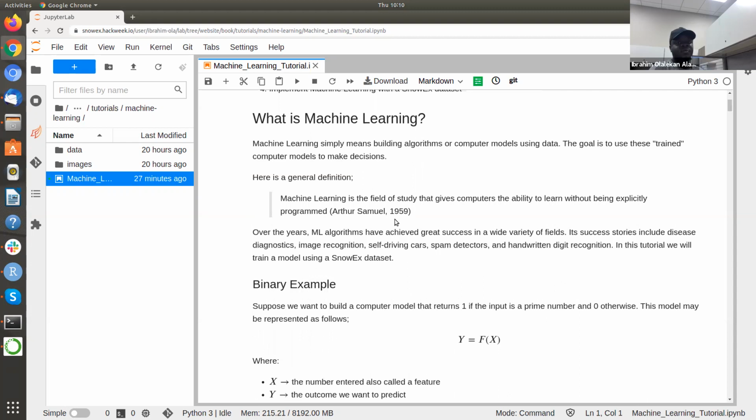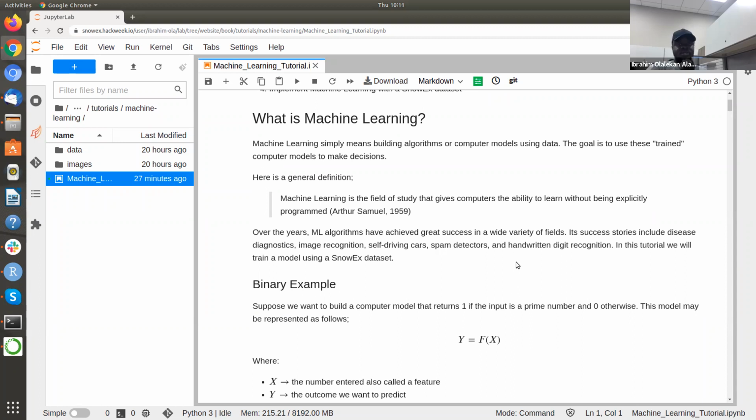Over the years, machine learning has achieved great successes in a wide variety of fields, and we have examples including disease diagnostics, image recognition, self-driving cars, spam detectors, and handwritten digit recognition. So in this tutorial, we'll train a model using a SnowEx dataset.